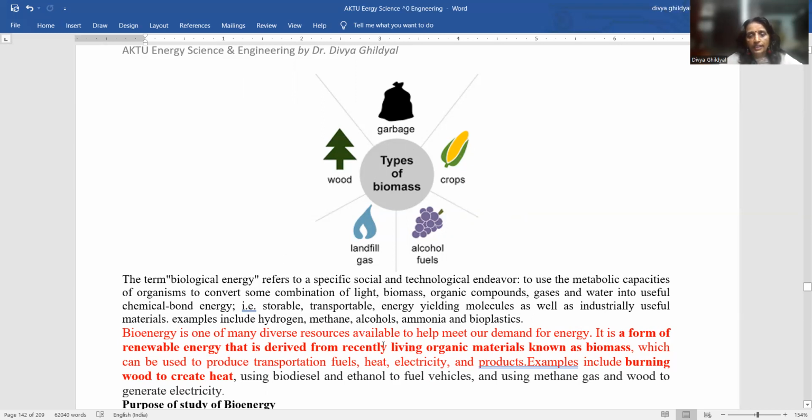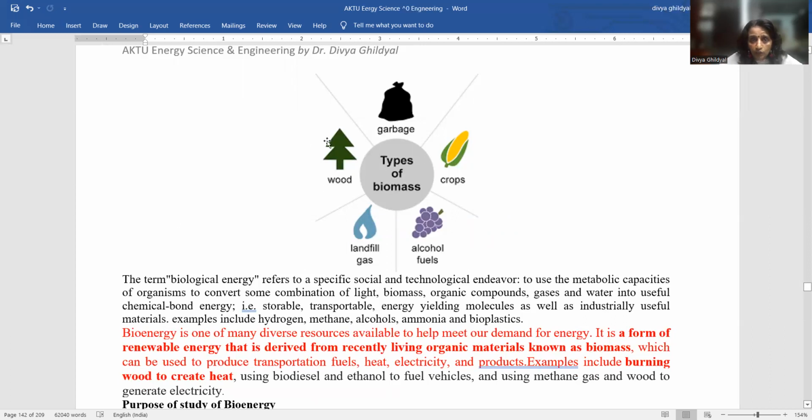Bioenergy is one of the many diverse resources available to help meet our demand for energy. It is a form of renewable energy that has been derived from recently living organic materials known as biomass, which can be used to produce transportation fuel, heat, electricity, etc.